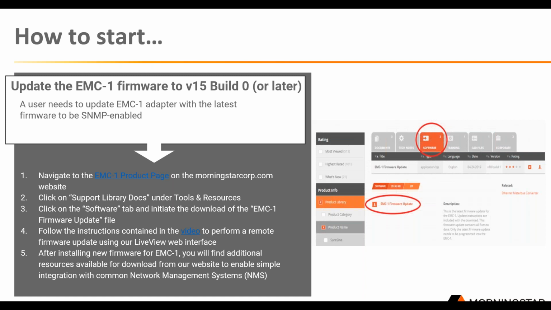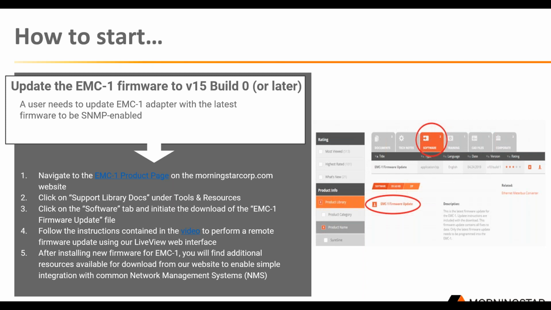So where do you get the firmware? The firmware version that you'll need to enable SNMP is version 15 build 0, which is the most current up-to-date firmware available on our support site. If you go to the morningstarcorp.com homepage, click on products, go to accessories and EMC1, you'll see the EMC1 product page.